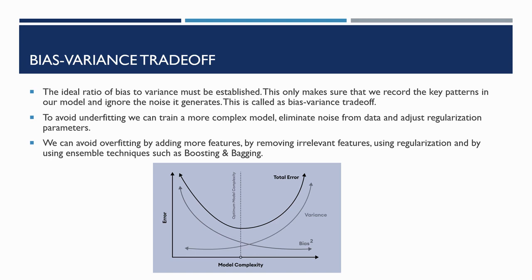Underfitting can be avoided by creating a more complex model, eliminating noise from the data, and adjusting the regularization parameter. And we can avoid overfitting by adding more features, removing irrelevant features, using regularization, and using ensemble techniques such as boosting and bagging.